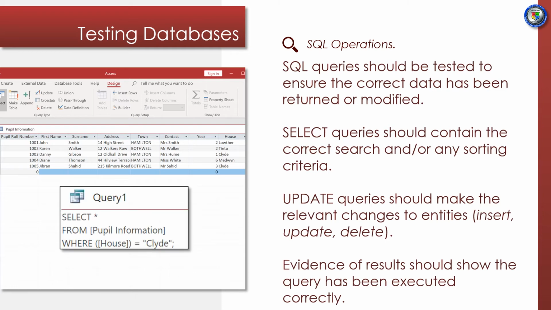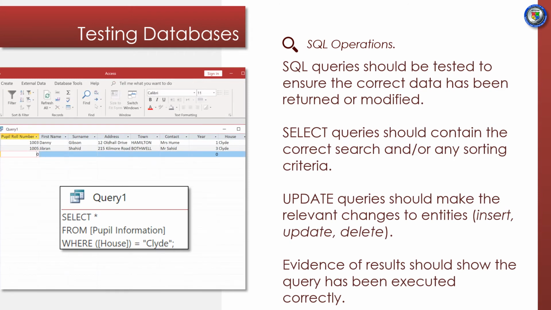For example, select all from pupil information where house equals Clyde. If we look at the house field just now, we can see that there are 2 records that meet this criteria. When we run this query, our output is shown to be accurate.